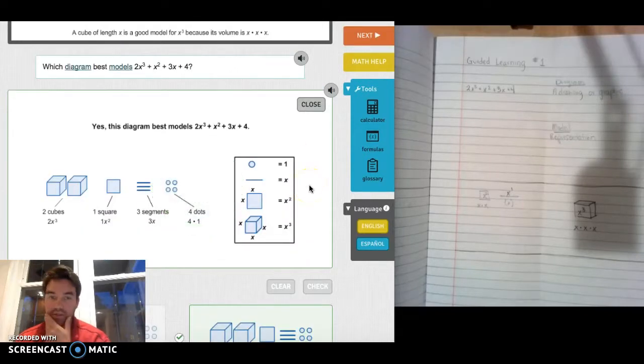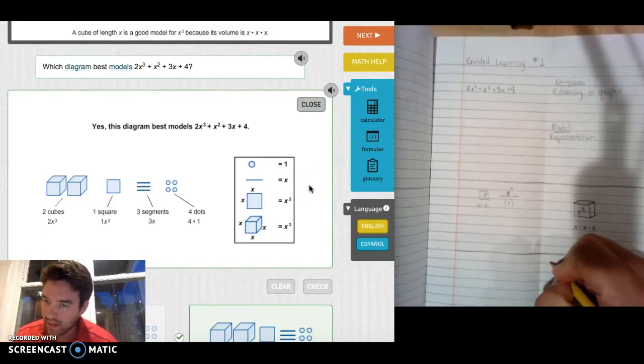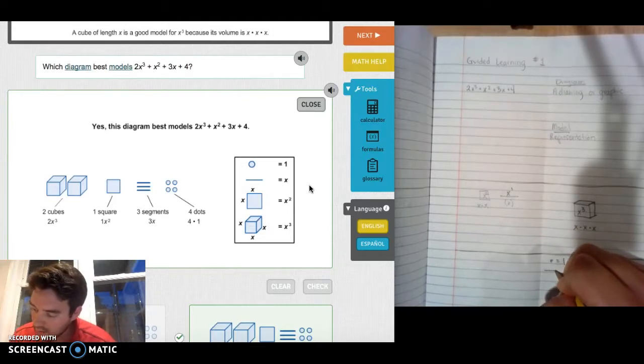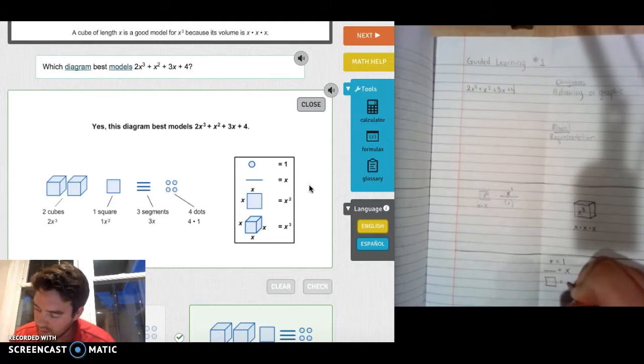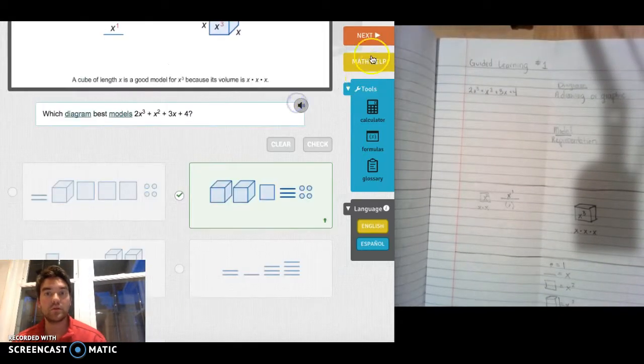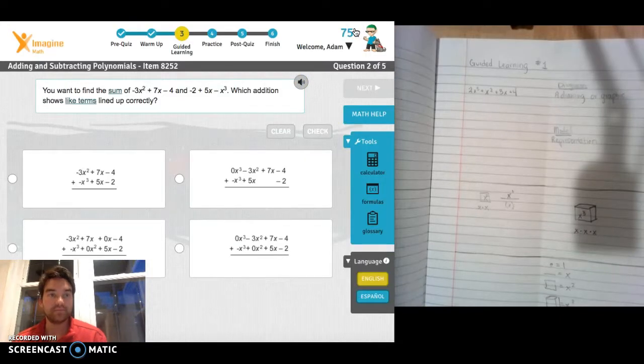And now it's going to tell me. So I get some feedback, and it's going to tell me a dot equals 1, a line equals x, a square equals x squared, and a cube equals x cubed. Cool. That's awesome. Close. Next. Done. There you go.